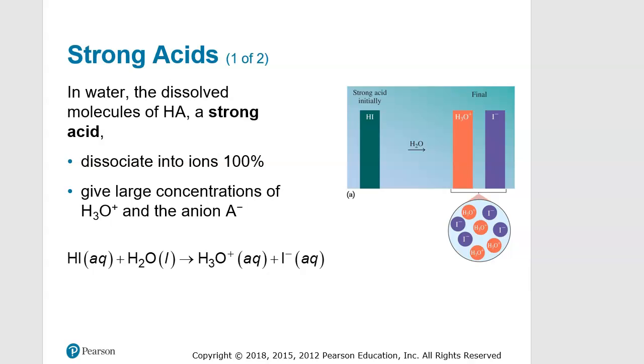Here's HI, hydriodic acid. It dissociates into ions 100%, giving large concentrations of hydrogen ion or hydronium ion, and the anion, well, in this case HA being a generic version of an acid, it's A minus. There's the equation for hydriodic acid. It goes essentially to completion. If you have hydrogen iodide in water, you have hydrogen ions and iodide ions, pretty much.